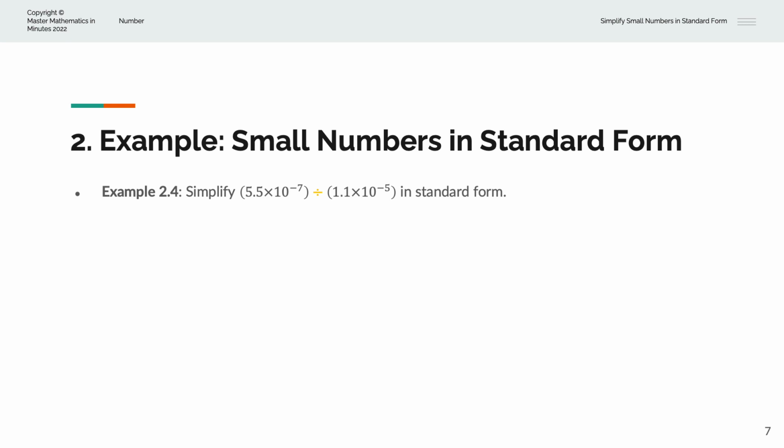In the fourth example, we'll simplify 5.5 times 10 to the power of minus 7 divided by 1.1 times 10 to the power of minus 5, and we want the answer in standard form. So we'll group 5.5 divided by 1.1, and that is 5.5 over 1.1. And we will group 10 to the power of minus 7 divided by 10 to the power of minus 5, and that is equal to 10 to the power of minus 7 minus minus 5. So 5.5 over 1.1 is 5, and 10 to the power of minus 7 minus minus 5 becomes 10 to the power of minus 2. So 5 is between 1 and 10, and minus 2 is a negative integer, and so that is in standard form.